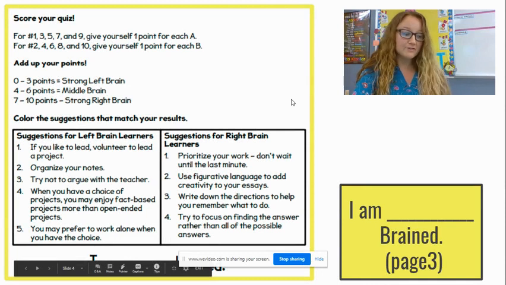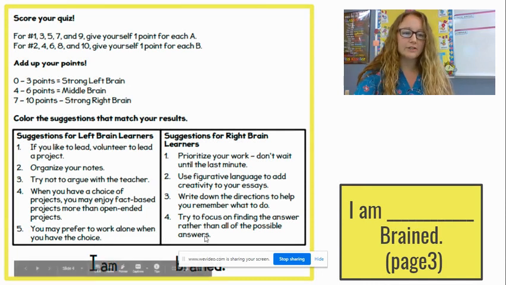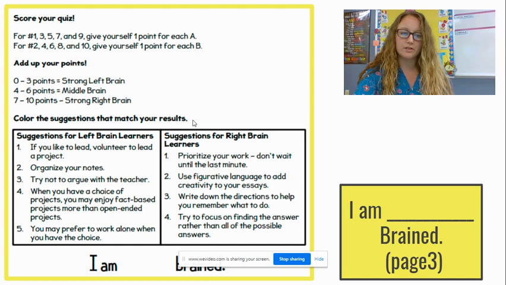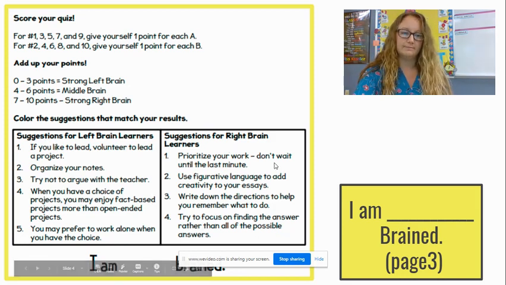All right, so now that you have page 3 and page 4, when you look at page 3, it says color the suggestions that match your results. Okay, so if you are more of a left brain learner, you can color in or just circle over here, for the left brain suggestions. If you are more of a right brain learner, you can shade in over here or circle the right side.